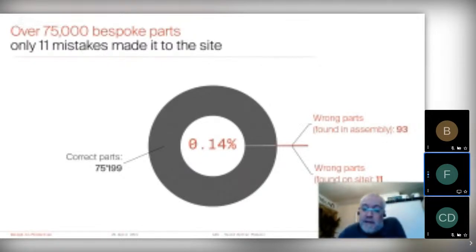And we ended up with about 0.14% of wrong parts, which is pretty good for a structure like that, and was much worse on the side of the crocodile, where we had many manual details to do. And manual mistakes happen all the time.